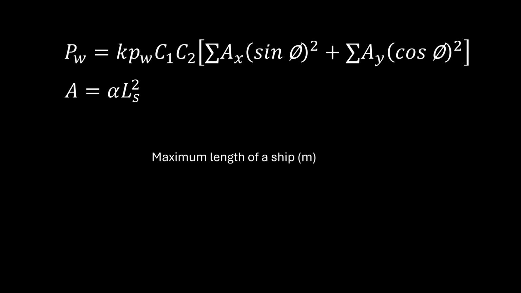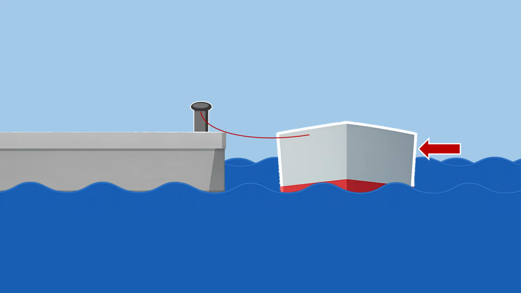When detailed ship data is not available, the exposed wind area can be estimated using an empirical relationship based on the ship's length. This approach provides a conservative but practical estimate suitable for preliminary design. Once the total wind force acting on the ship has been determined, the next step is to understand how that force is transmitted to the dock structure.